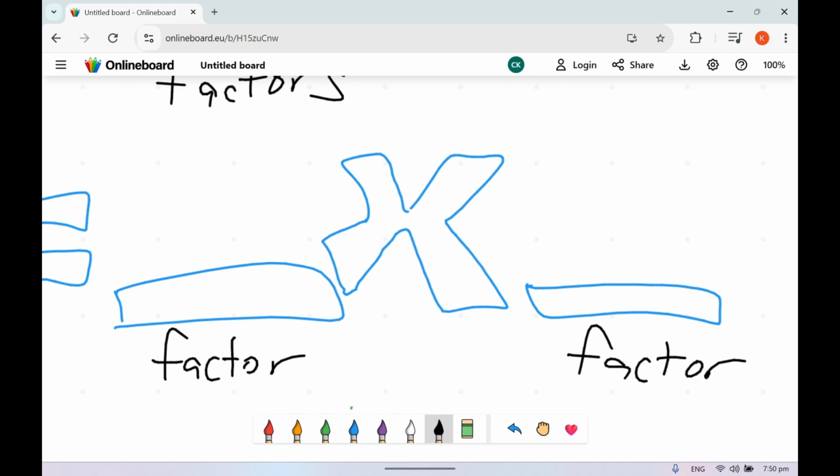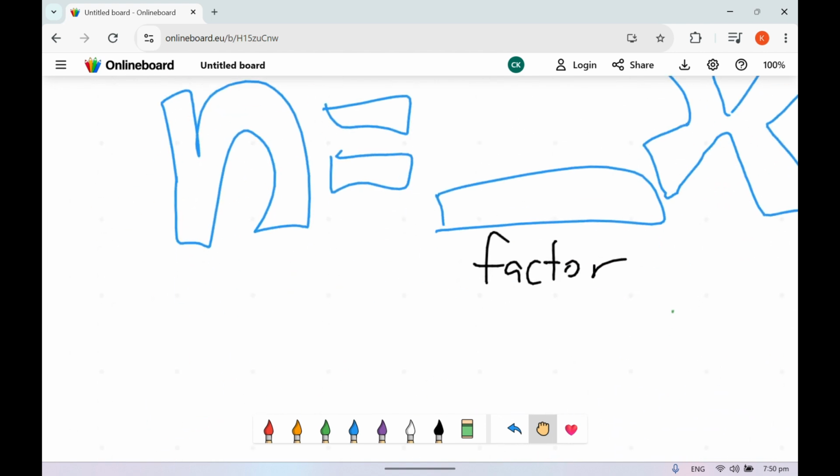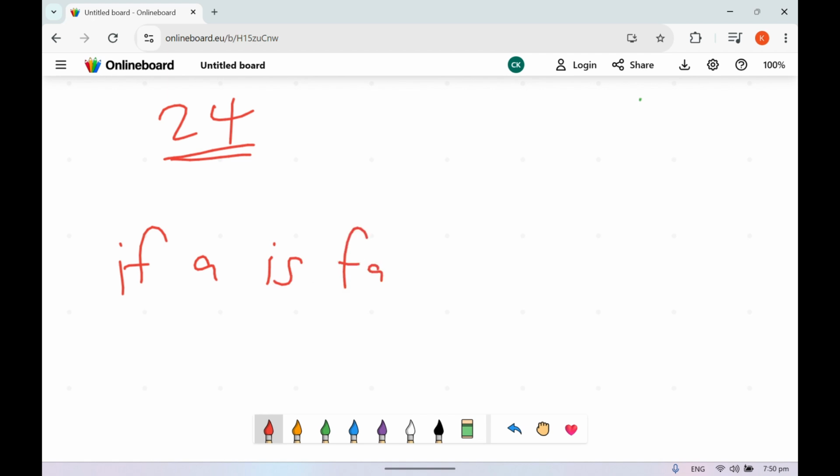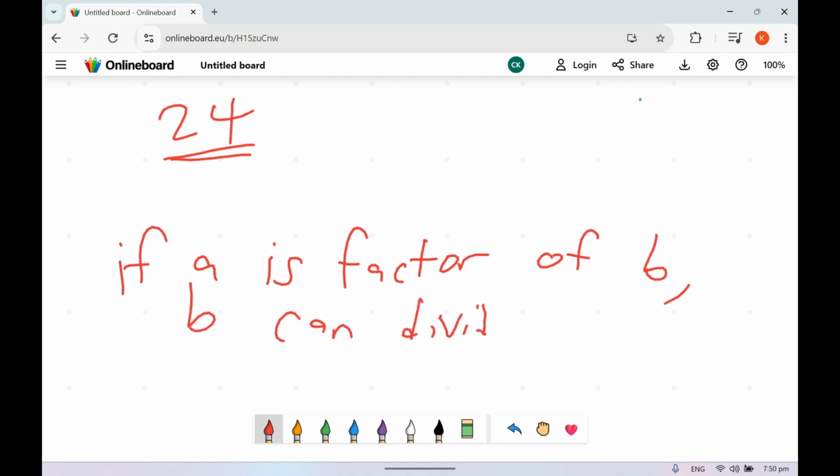So what are factors exactly? Now, I'm going to give you the number 24. What are its factors? Basically, the definition of a factor is that if this number is a factor of the other number, that means the other number can be divided by this number. So if A is a factor of B, that means B can divide A perfectly without any remainder.